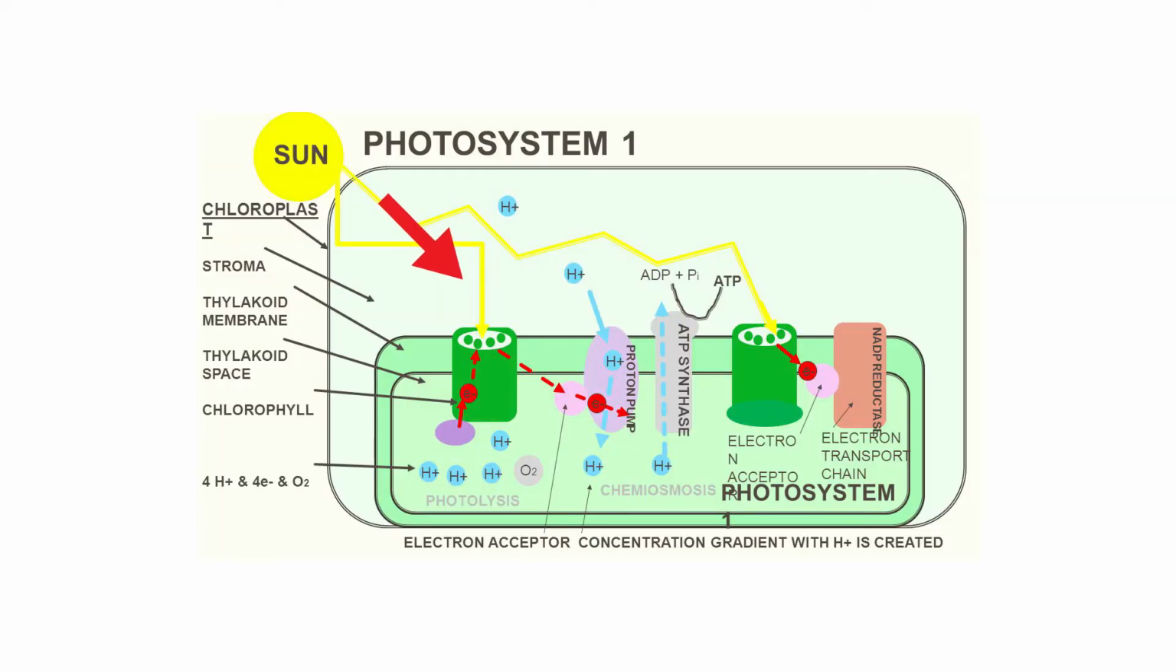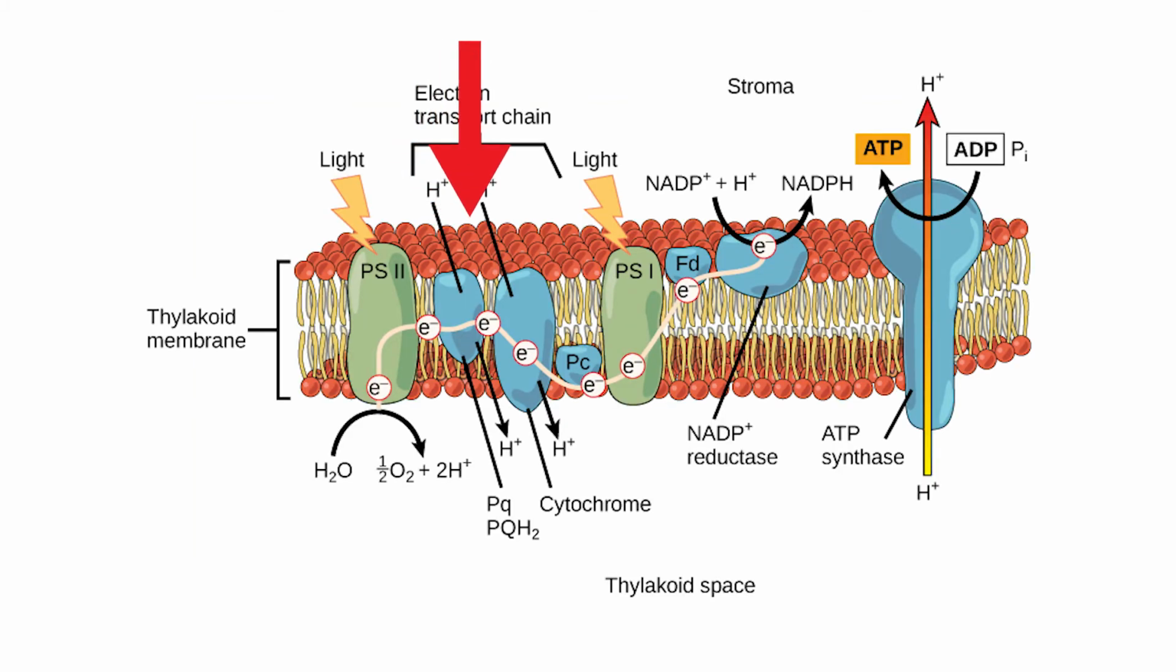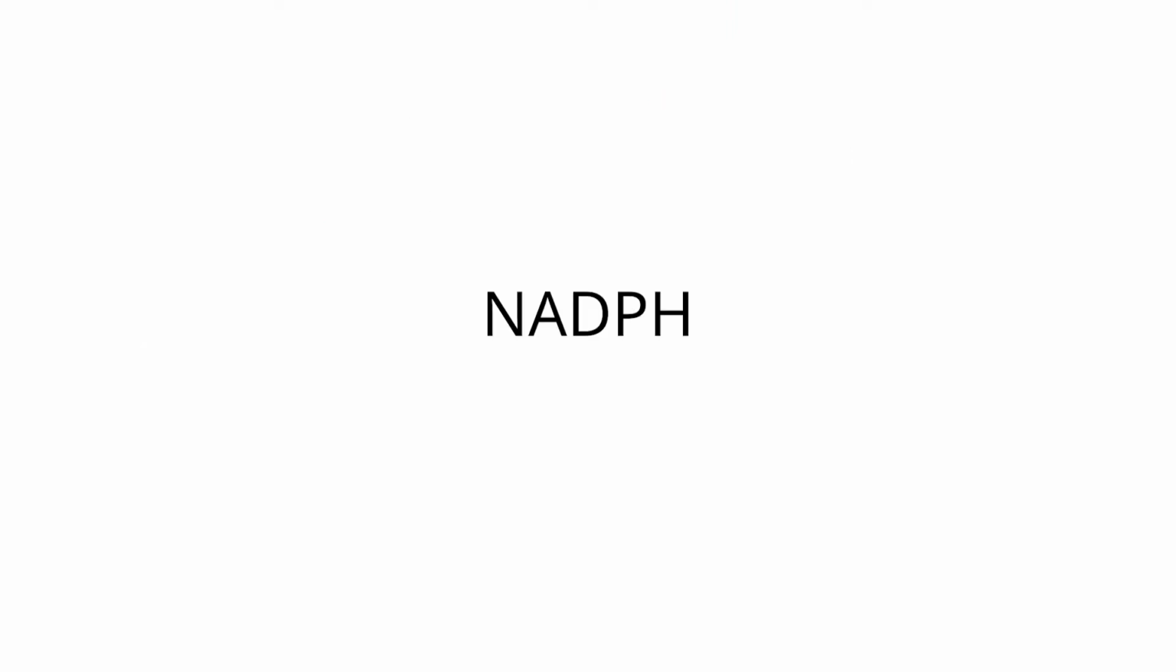After the journey through the electron chain, the electrons arrive at photosystem number 1. The electron absorbs more light, and then the electrons go back on the electron chain for a short journey. At the end of this chain, the electron joins NADP+ and a hydrogen to form NADPH.